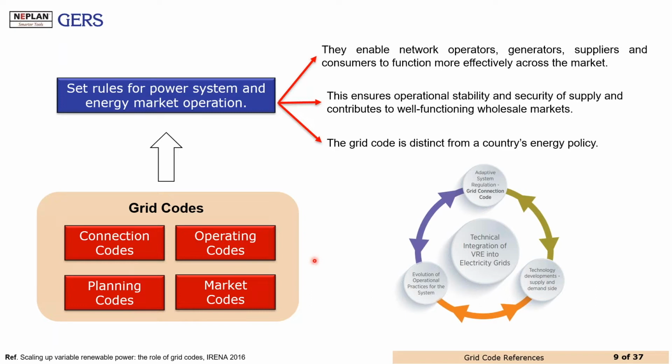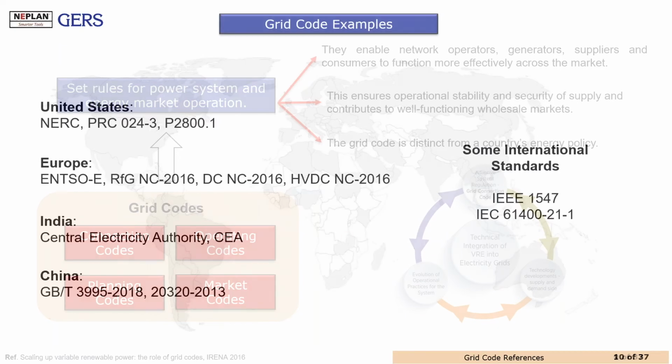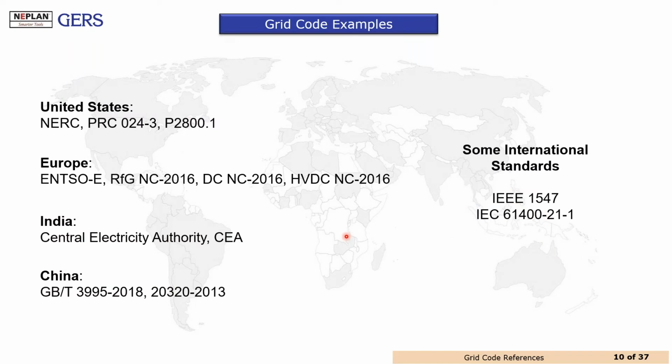However, we can see how the operational conditions change in different countries. Why? Because there are different penetrations of renewable sources, different architectures, different policies, and different stakeholders that will modify the specification of the grid codes. For that, I am presenting here some examples.